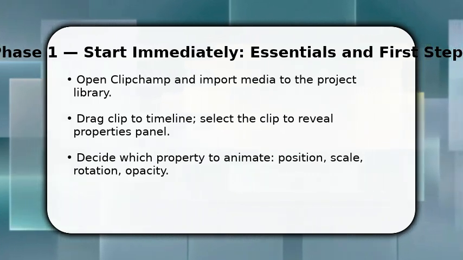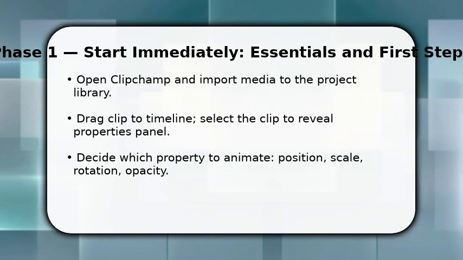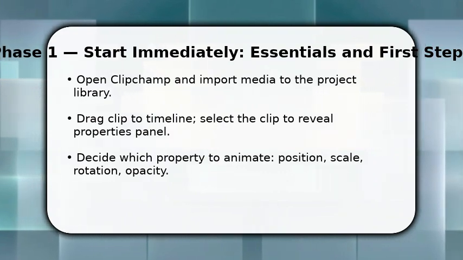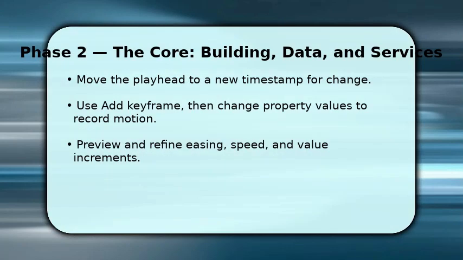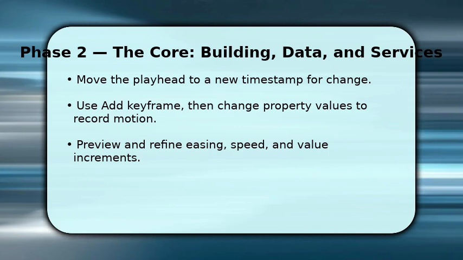Now insert the first keyframe using the Add Keyframe control. This anchors your starting value. Once the first keyframe is set, move the playhead to where the change should occur and add another keyframe. Then alter the property value, for example, increase scale or shift position, and Clipchamp records that as the target state.